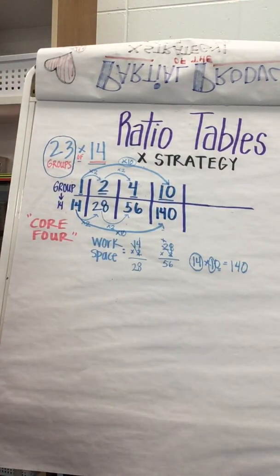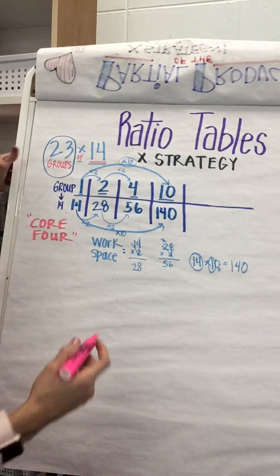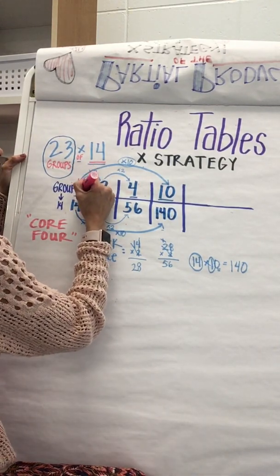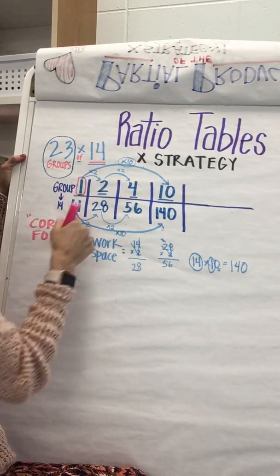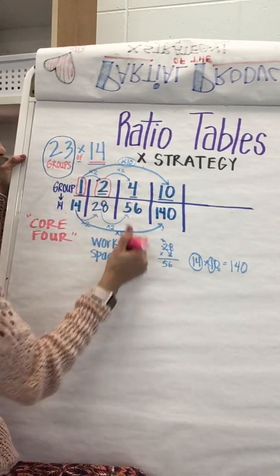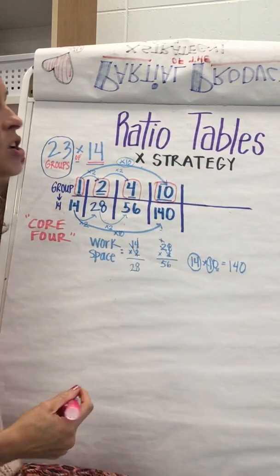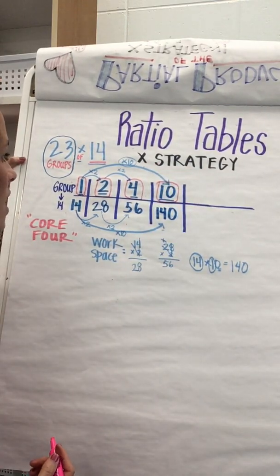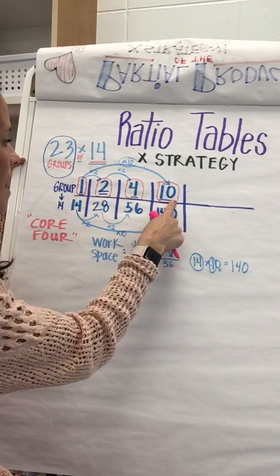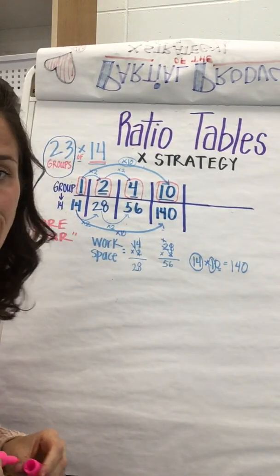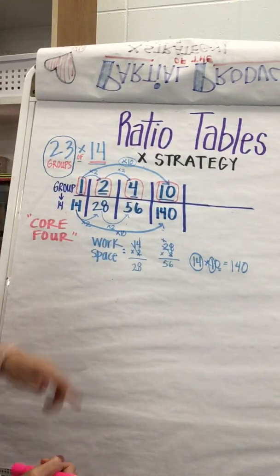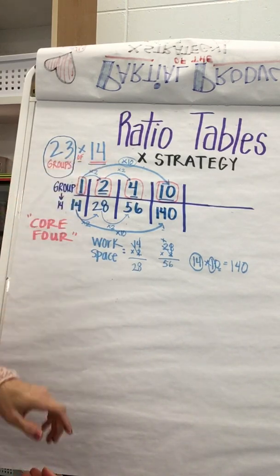Okay, so now we have officially solved the core 4. And again, by the core 4, I mean we found out what one group is, we found out what 2 groups are, we found out how many 4 groups are, and how many 10 groups are. So the reason the core 4 is suggested is because now that you know that, you can easily solve for anything. So we need to solve how many 23 groups are.